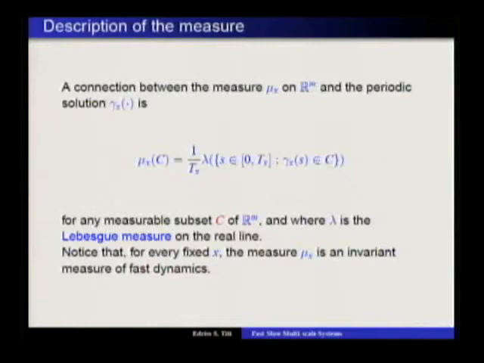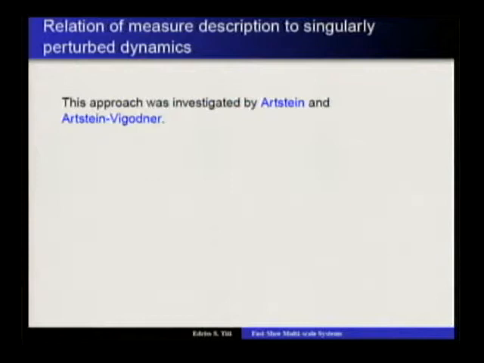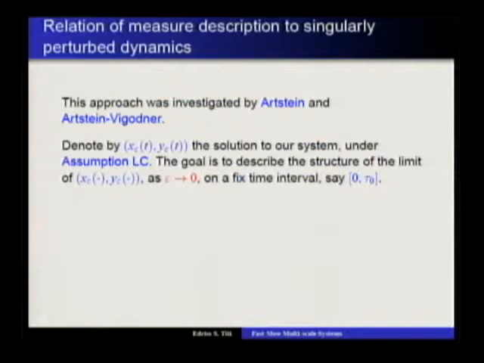So if I'm on the limit cycle, I remain on the limit cycle and it's an invariant measure. This approach was investigated by Artstein and Vigodner. Denote by x epsilon, y epsilon the solution of the system depending on epsilon. I'm assuming that they have a limit cycle which is converging. The goal is to describe the structure of the limit as x epsilon, y epsilon converge, as epsilon goes to zero, on a certain finite interval of time. That's what I would like to describe.